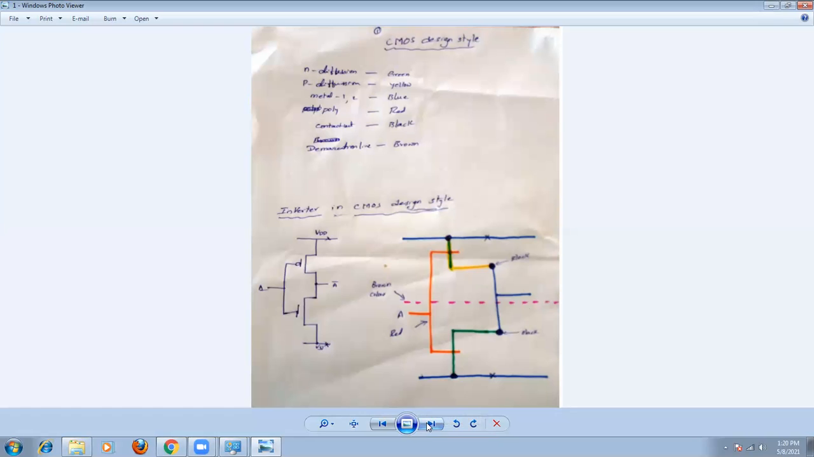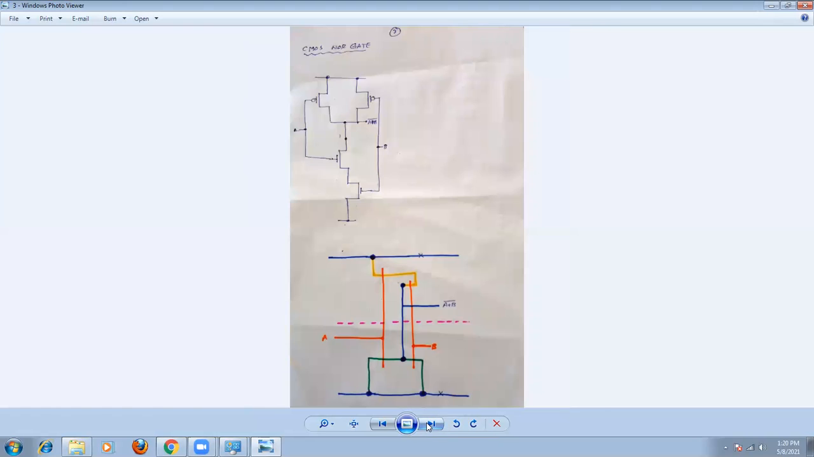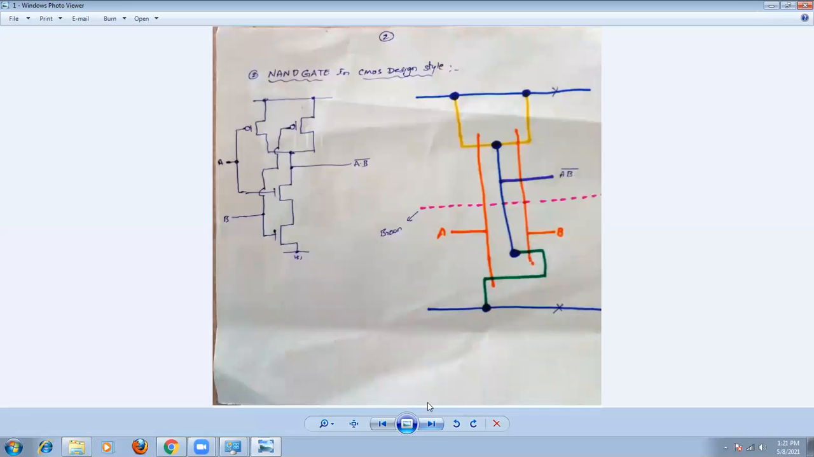Next, we can go for the NAND gate in CMOS design style. First draw the schematic, which we already discussed. It consists of 2 transistors in parallel in the pull up region, because the NAND gate is AB whole bar, and AB means A into B. That means the 2 transistors are connected in series in the pull down region, and the 2 transistors in the pull up region are in parallel. This is the P channel, this is the N channel. Connect the circuit like this.